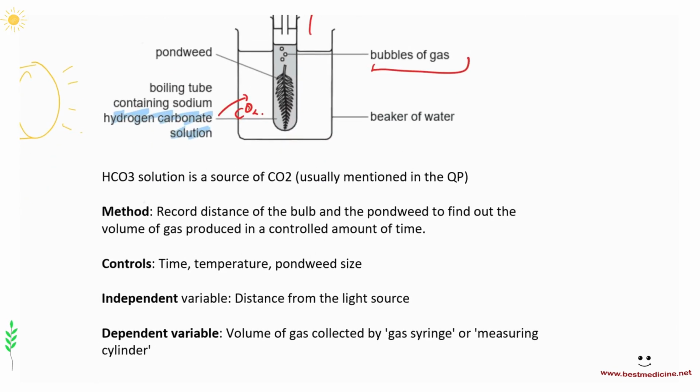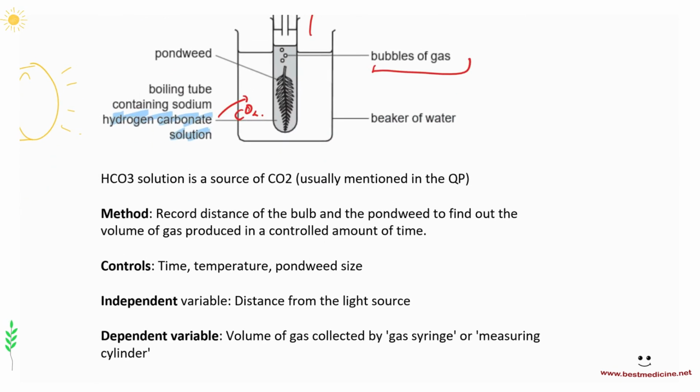So again, the method is to record the distance of the bulb and the pond weed to find out the volume of gas being produced in a controlled amount of time. Okay? Maybe in 5 minutes, how much volume of gas is being produced at 1 meter or 2 meters or 3 meters of the bulb being away from the pond weed.